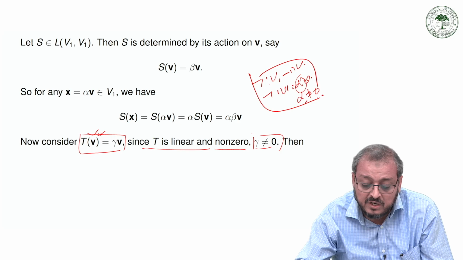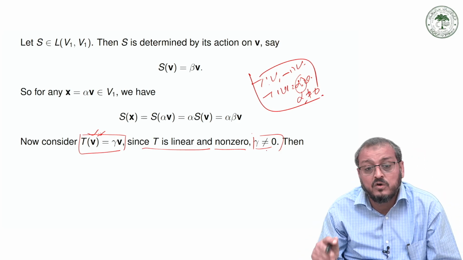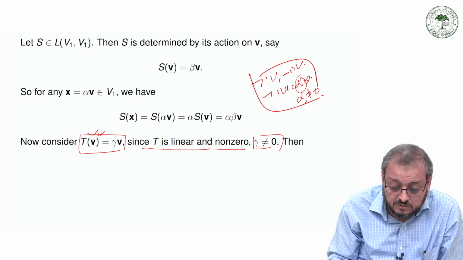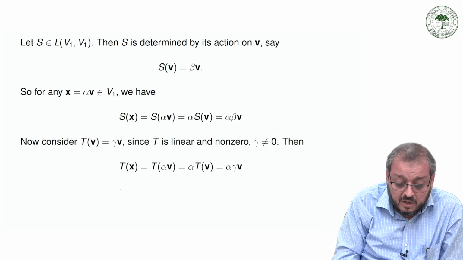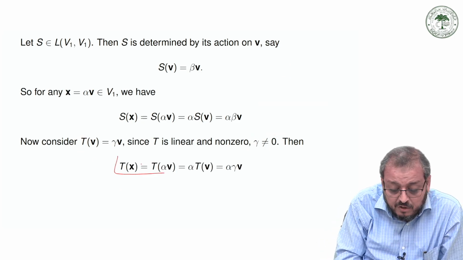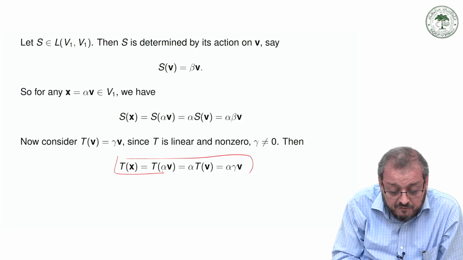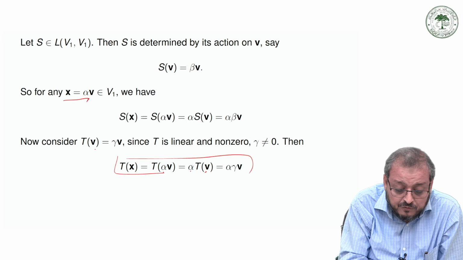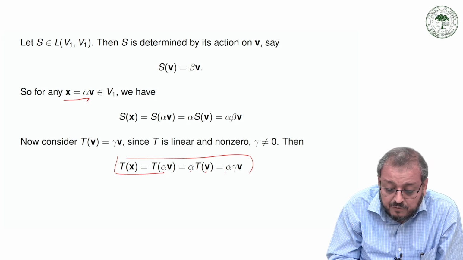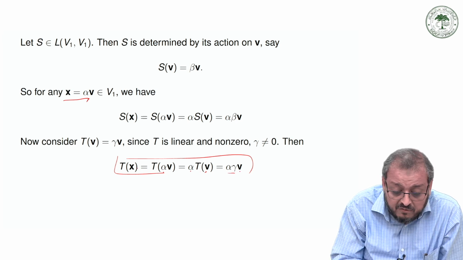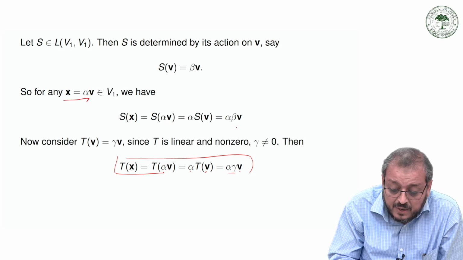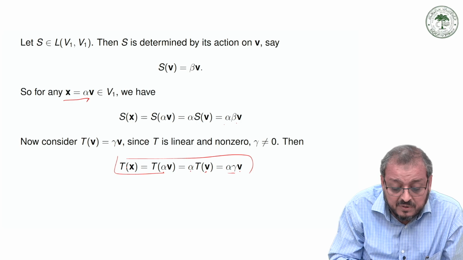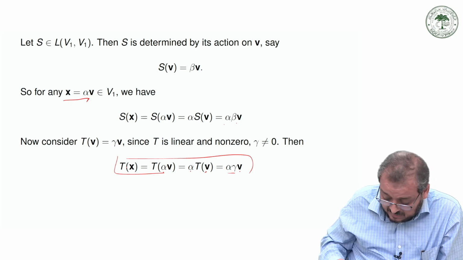So this means T is a non-zero transformation, and gamma must be non-zero. So we can write T of x in the form T of alpha V, which is alpha times T of V. Alpha times T of V gives alpha times gamma V, and S of x is alpha beta times V.